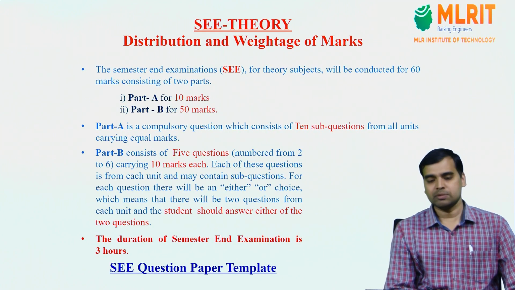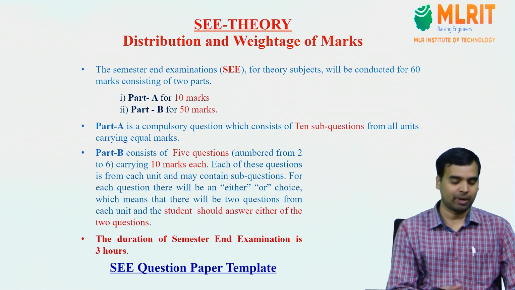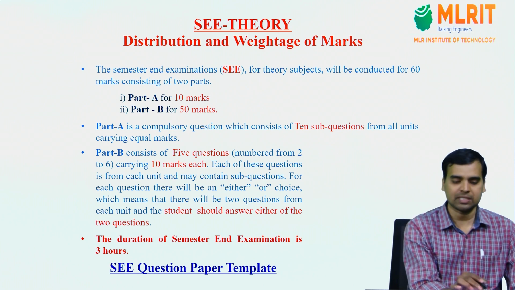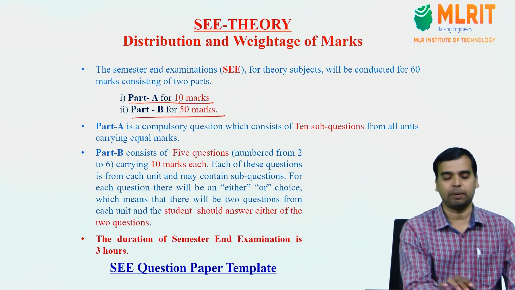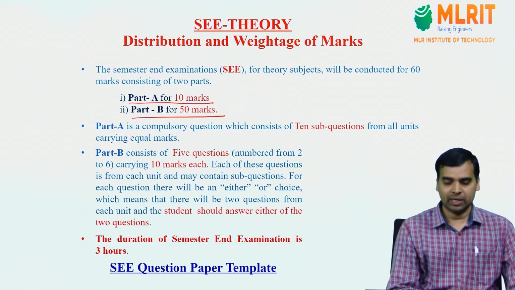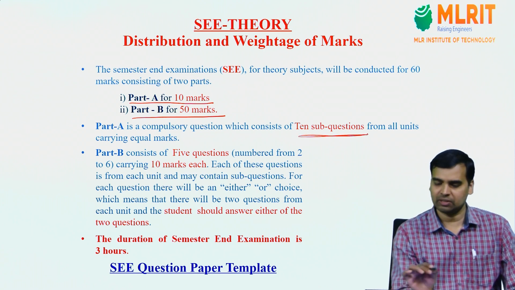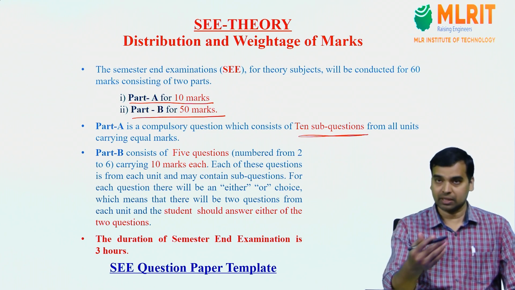Now, when it comes to the SE, semester end exam, question paper pattern, distribution and weightage of marks. Again there will be 2 parts, part A and part B. Part A is for 10 marks, part B for 50 marks. In part A, there will be 10 sub-questions, short answer questions. Each question carries 1 mark, which I will show you in the template.